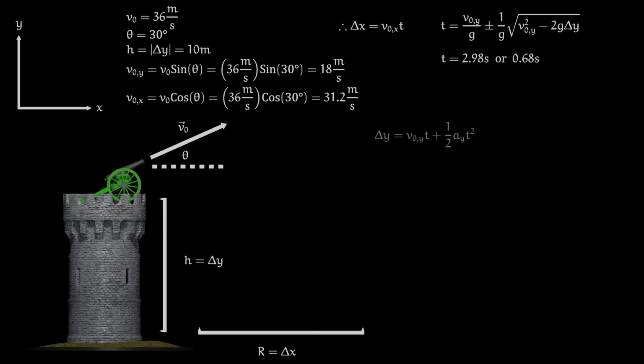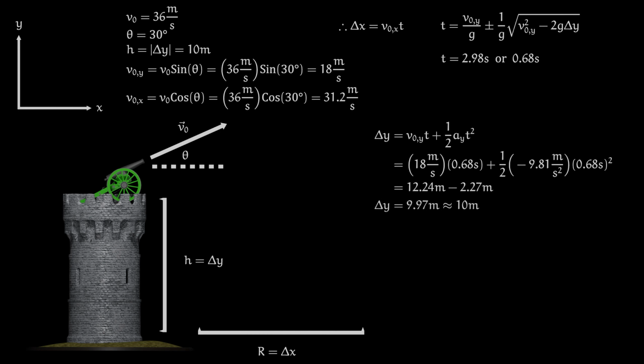If we plug in the result t equals 0.68 seconds, we find a result of delta y equals 10 meters. This should come as no surprise, since this is an input we use when solving the quadratic equation, from which the time variable we just used came from. But what did we just show? What does this time of 0.68 seconds mean in our problem?